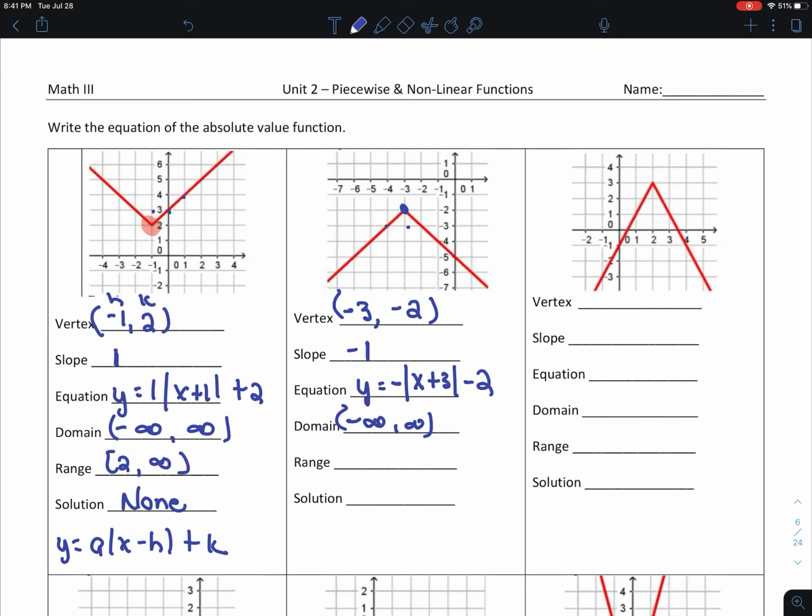What is the domain? My range, since my smallest y value is -3, my range goes from -infinity to -3. And again, there are no solutions because it does not cross the x-axis.